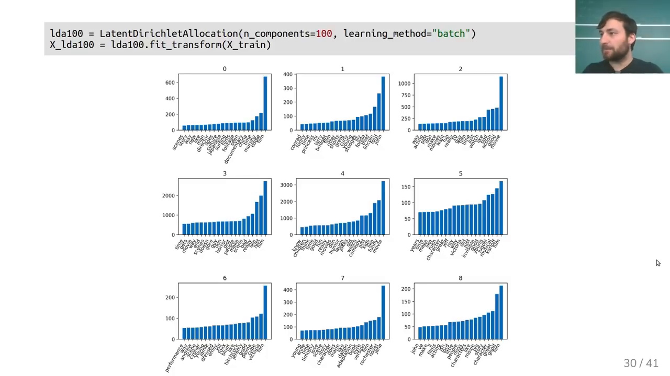Here is the same model with 100 components. Here we would expect more specialized components. Again, in LDA they are not ordered in any way. You just have 100 components, and changing the number of components will give you completely different components. Here, this one is clearly about comedies. I don't know if it's helpful. I'm not entirely sure I can interpret any of the other ones.